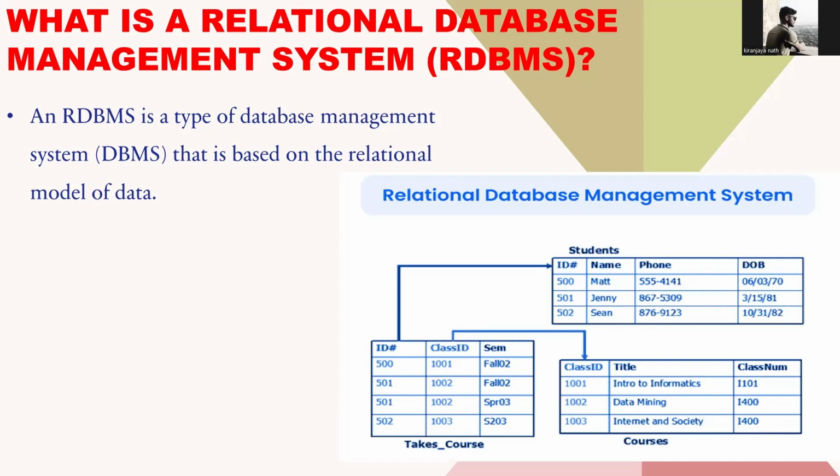So what is a relational database management system? It is very simple. The tool we use to manage a relational database is called a relational database management system, right? I have written a simple definition here: a relational database management system is a type of database management system that is based on the relational model of data. I just told you what a relational database is and how it works, right? So this is all about relational database management system. Let's see what we have in the next slide.